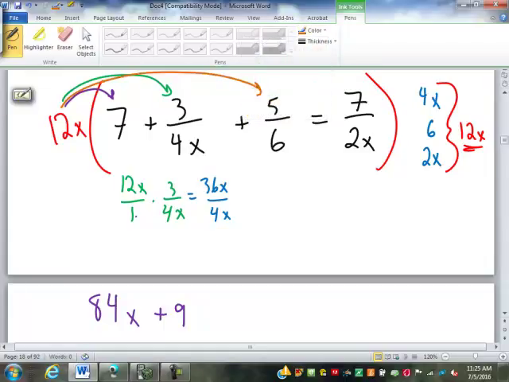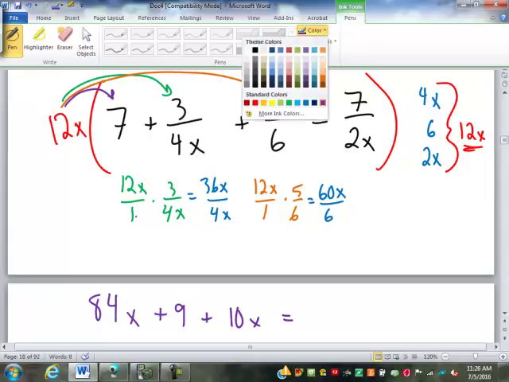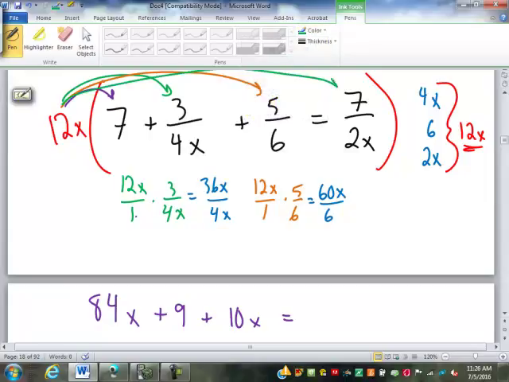So now I have 12x times 5 sixths. So 12x over 1 times 5 over 6. 12x times 5 is 60x. 1 times 6 is 6. So now 60x divided by 6, 10x. Equals on the other side over here, 12x times 7 over 2x.